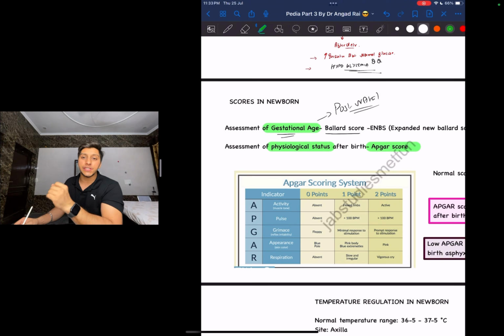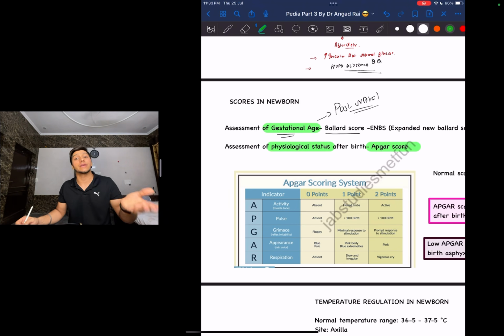Assessment of physiological status, that is going to be Apgar score, and Apgar is very important, guys. Okay, Apgar was something which was discovered by a doctor also. Her name was also Apgar, and the mnemonic is also APGAR, right? Okay, so the first A, it's your wish whether you want to remember it as activity, but I remember it by appearance.